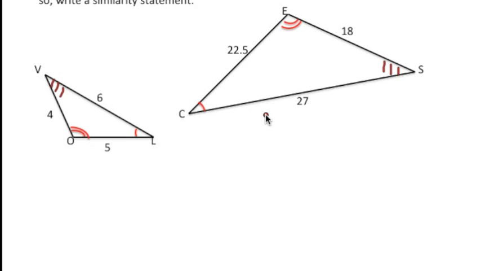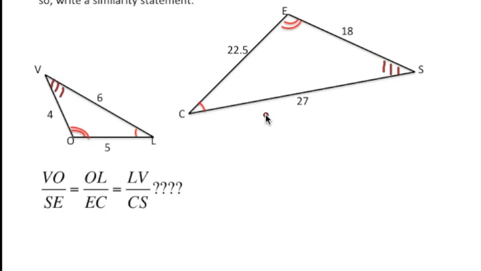Using that same method, I'm going to set up my proportion. It's going to look like this. Is this true? VO over SE, is that equal to OL over EC, and is that equal to LV over CS? I would have to check and make sure that all three of those ratios are equal to each other in this proportion.